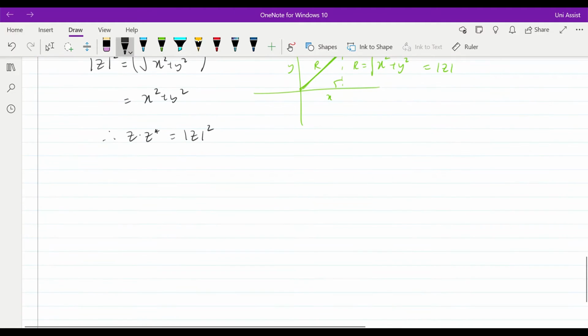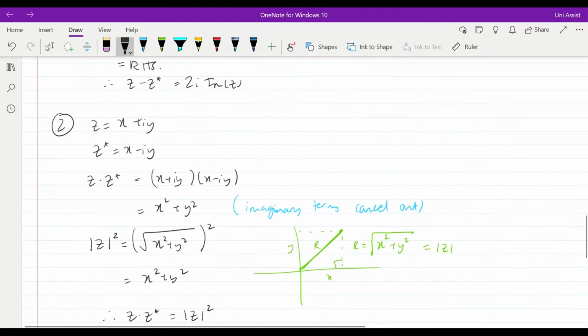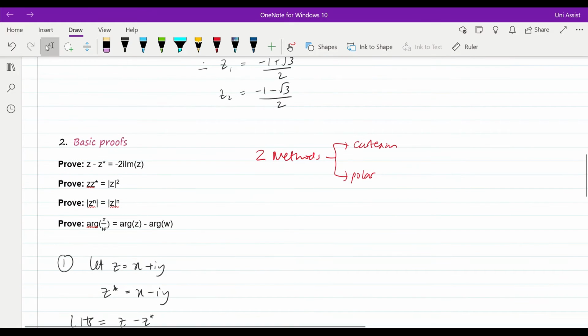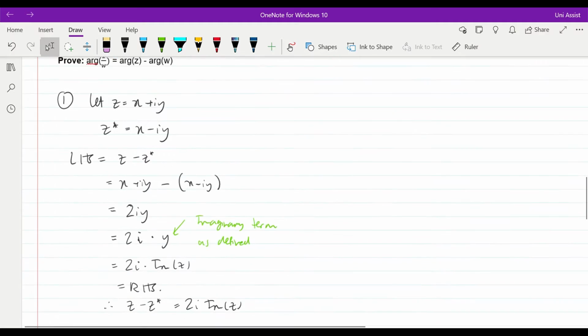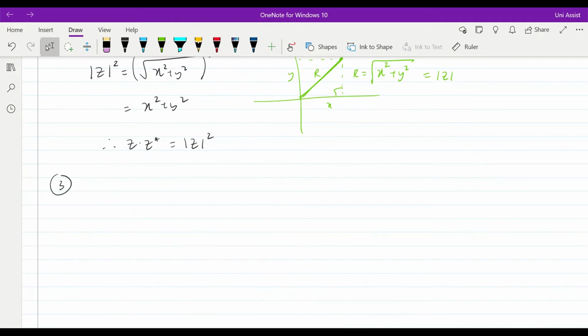And the third proof is that we need to show that modulus of z to the n is equal to modulus of z to the power of n. So let's rewrite that. We are required to prove that modulus of z to the n is equal to modulus of z, to the n.